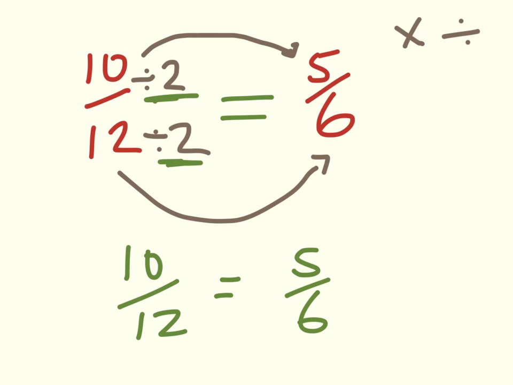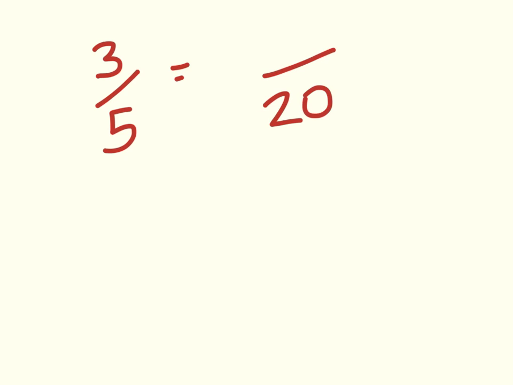Now we're going to make it a little more challenging for you. Here we go with a challenging one. 3/5 is equal to blank 20ths. We don't know what's up here. I'll just put a box. How would I find out what number goes here to make an equivalent fraction?